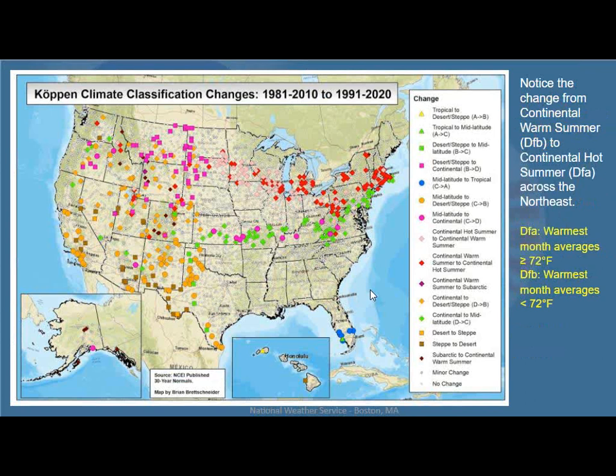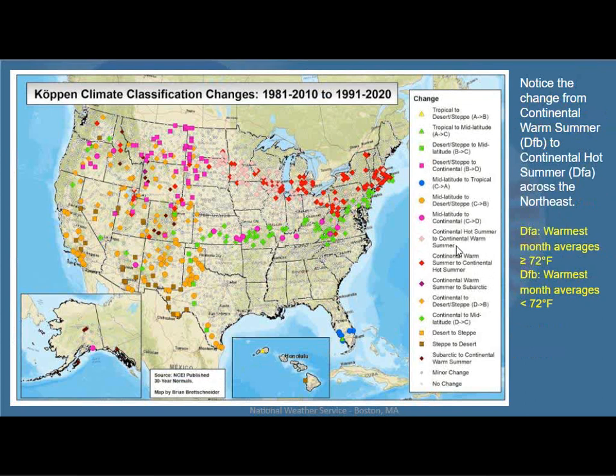So another way to look at how climate change may have affected the climate regime is to look at the climate classification changes. And this is hot off the press, and this map is created by a climatologist in Alaska. His name is Brian. You can see at the bottom of the image, and what this shows you is the red. Let's focus on here in the Northeast. So notice the red icons. That's basically a change from continental warm summer climate regime to continental hot summer climate regime.